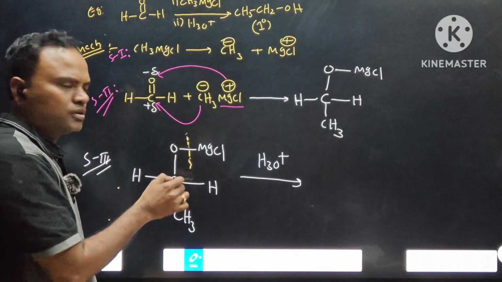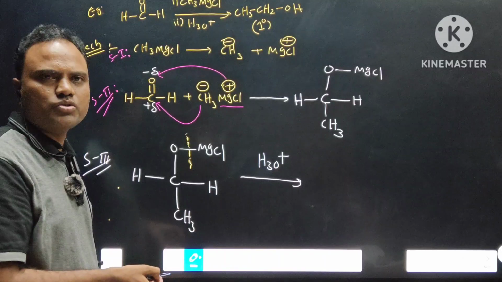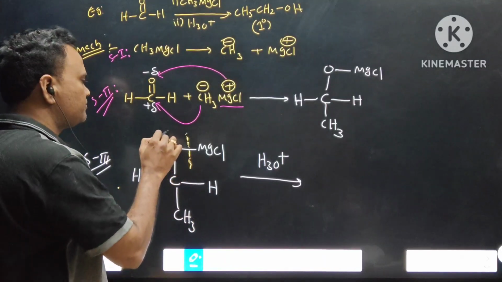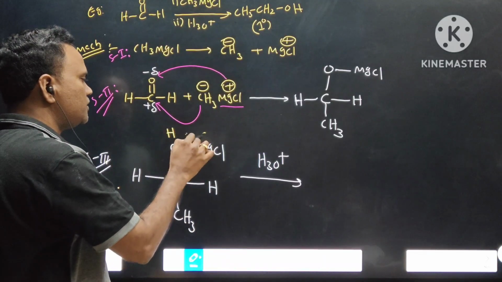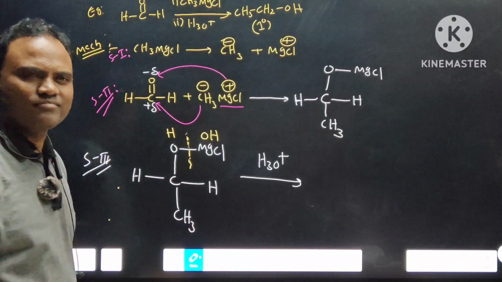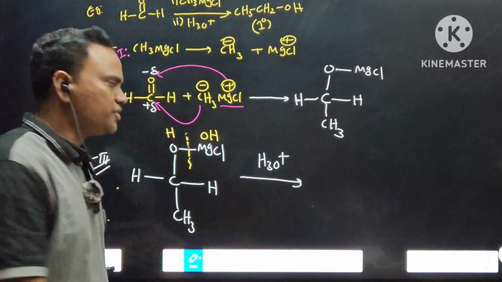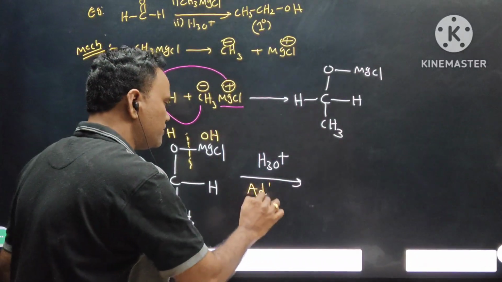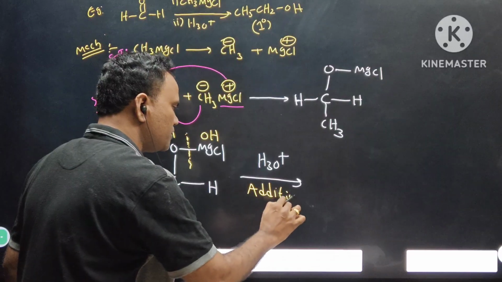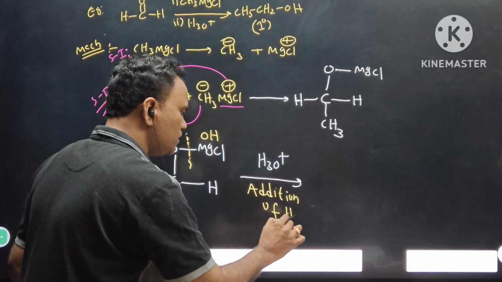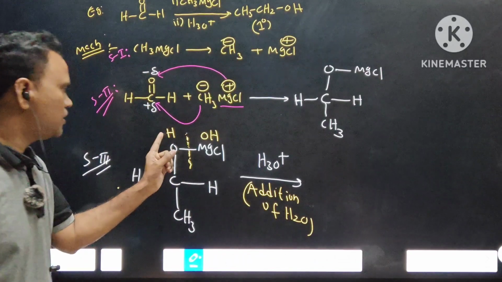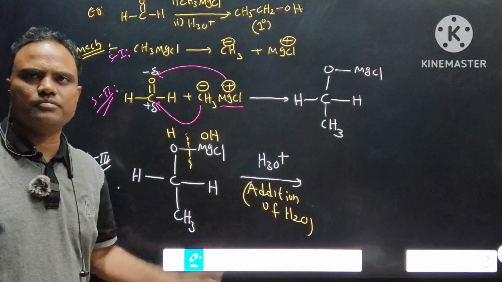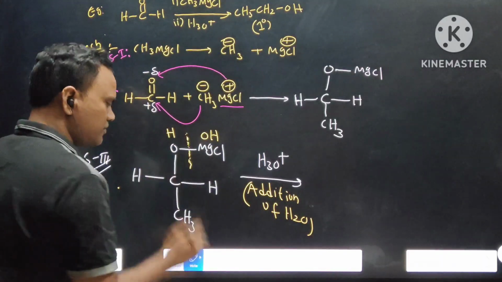Cut this bond. How does H2O dissociate? H plus and OH minus. H3O plus is addition of water. If you get any confusion, you can write here: H3O represents addition of water. H plus and OH minus. Right? Break this.